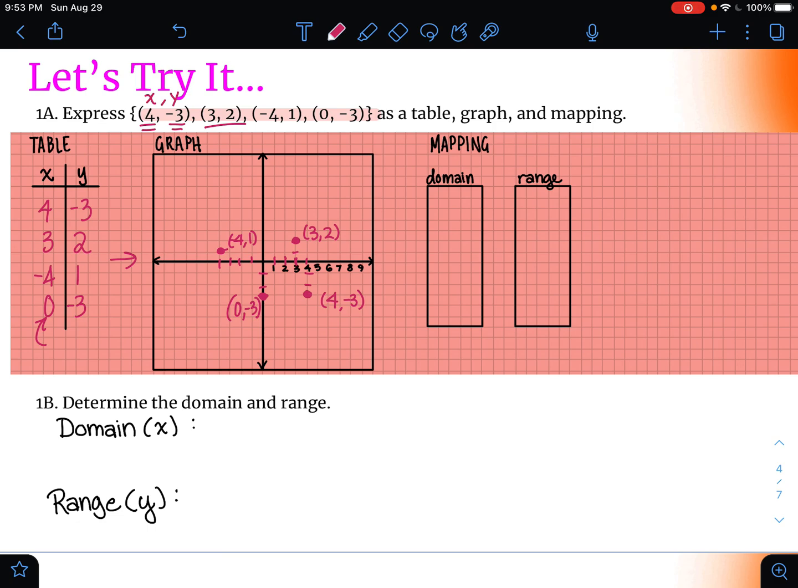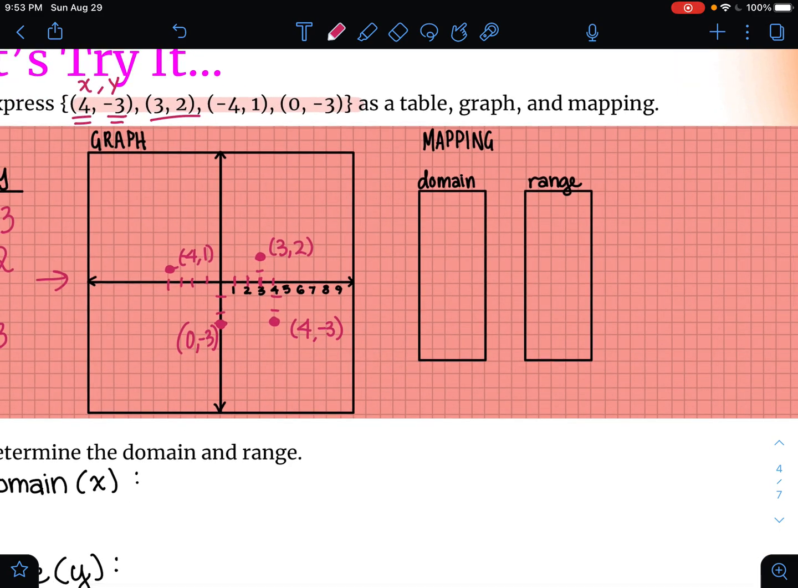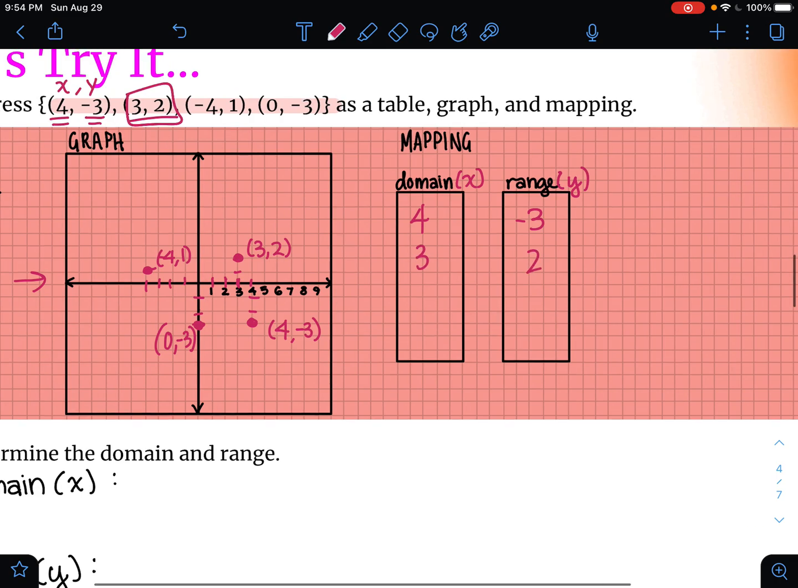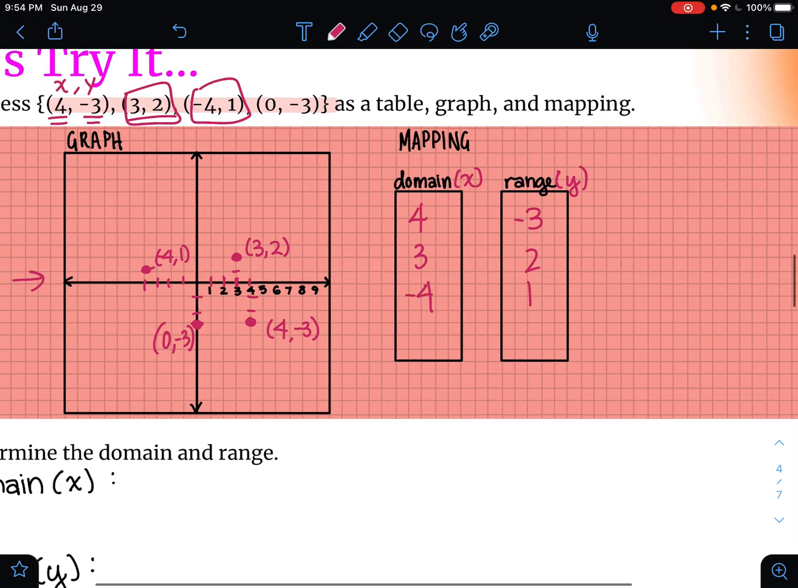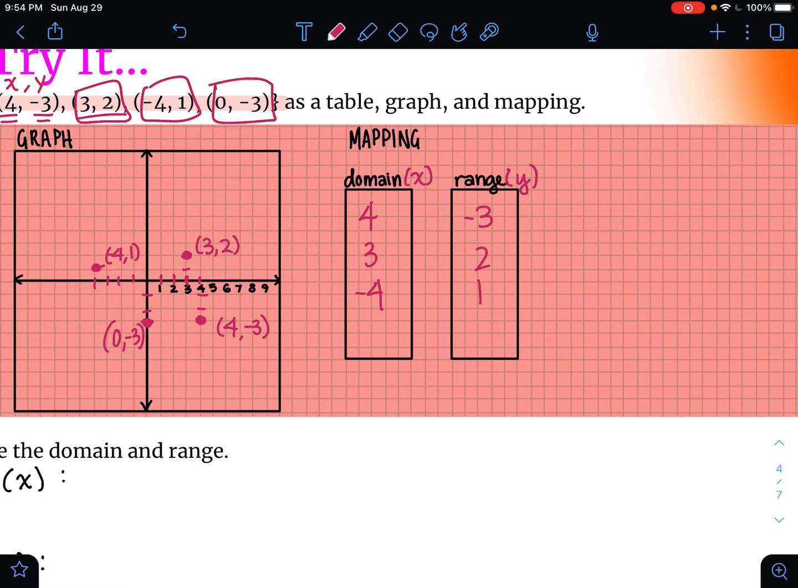We're just going to start with our first ordered pair again, and we're going to put the domain, which is x, and the range, y. So the x value would be 4, and the y value would be -3. The second ordered pair, 3, 2. Third ordered pair, we have -4, 1, and then the fourth ordered pair is tricky.